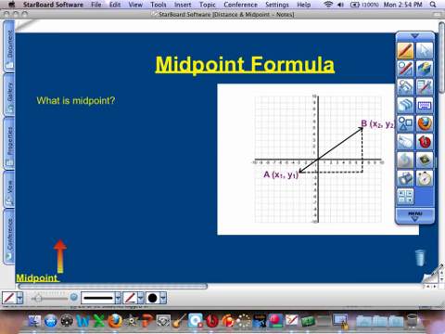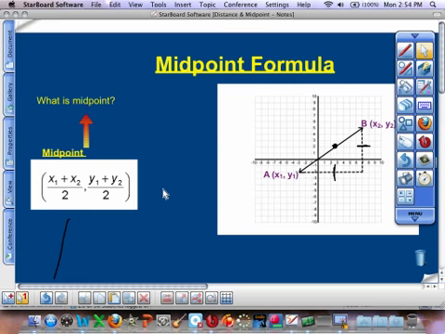So basically, when we look at our midpoint formula, that's exactly what you're doing. You're finding the halfway point on the horizontal, which means you're going to add your x's and divide by 2. And then you're going to find your halfway point on the y, and that will give you your midpoint on the segment. So when we look at the midpoint, we have this formula. Add your x's and divide by 2. Add your y's and divide by 2.